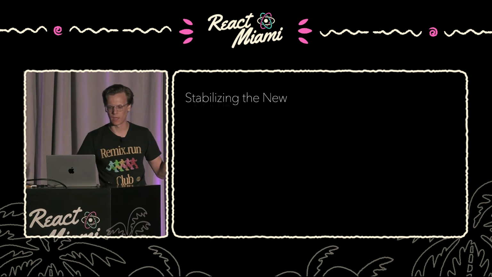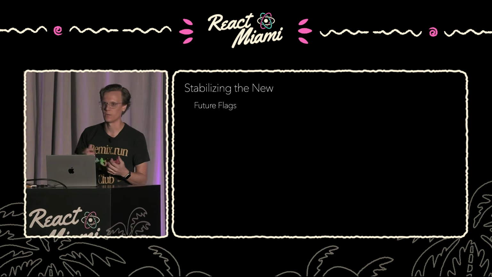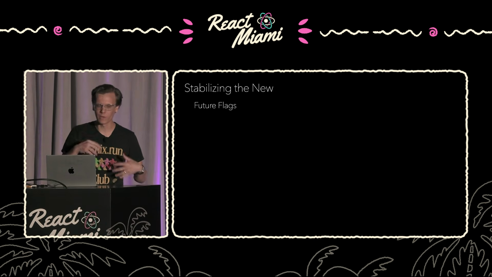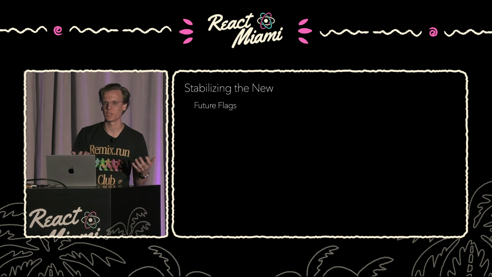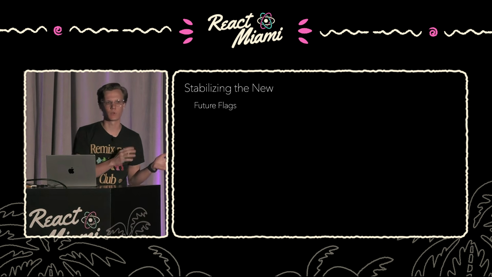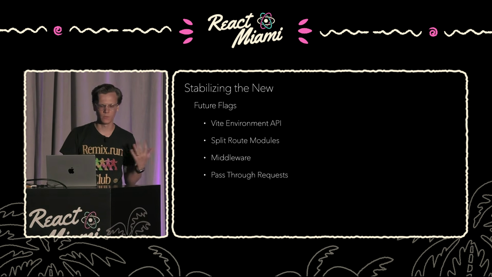That's pretty much all we broke, except for the fact that we have future flags. So if you're not familiar, future flags in React Router are a way for us to give you new features that do have breaking changes, but allow you to opt into them over time. And you don't have to wait until the new major version and do everything all at once. So we only have a few future flags.